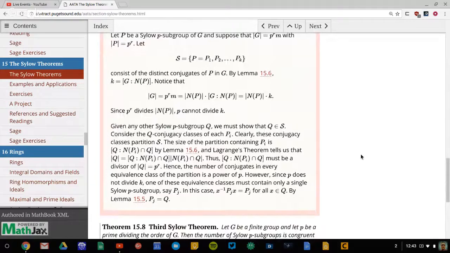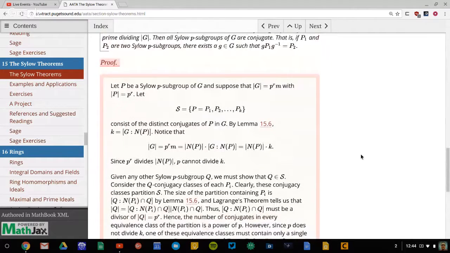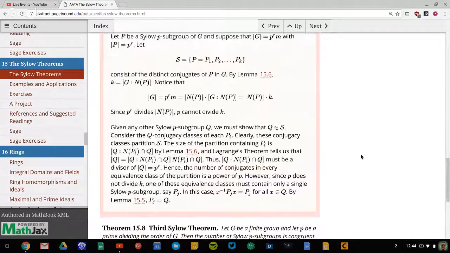And now comes the actual proof of the statement. Remember, the statement said all the Sylow p-subgroups are conjugate. Here are all the conjugates of a particular Sylow p-subgroup. So we have to prove that this is all of the Sylow p-subgroups. We do that by considering a general Sylow p-subgroup Q. What we have to do is demonstrate that Q is listed here, so that Q can be obtained from the original starting Sylow p-subgroup P by conjugation.